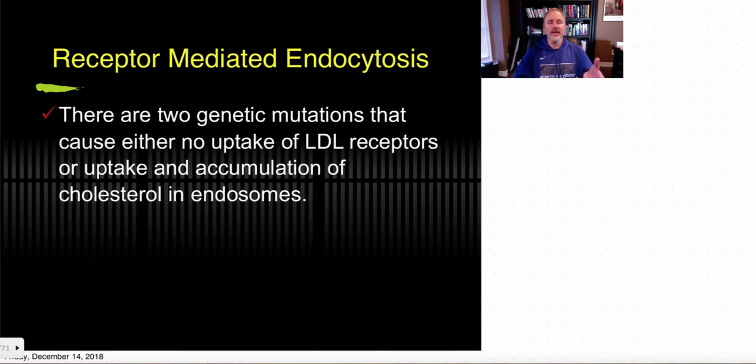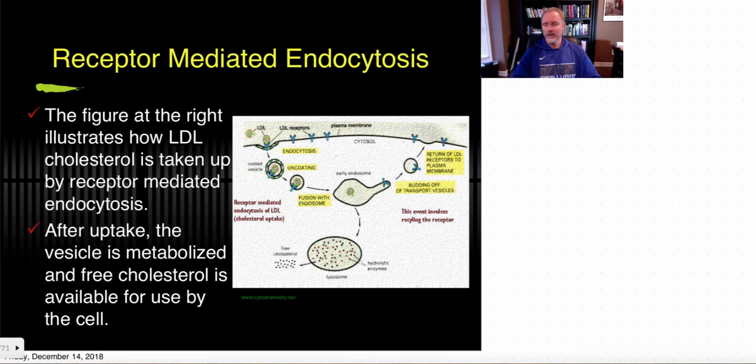And there's two mutations that lead to either no uptake or a limited uptake of the LDLs from the blood, and that leads to an increase in the amount in the blood and really the symptoms associated with high cholesterol. So if we look at this figure here at the right, it just reiterates the things that we talked about. And you don't really need to know all of the details.